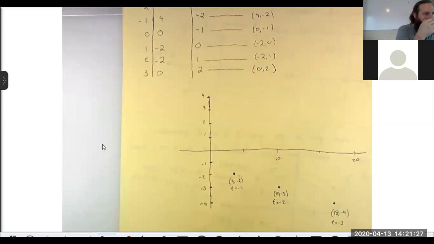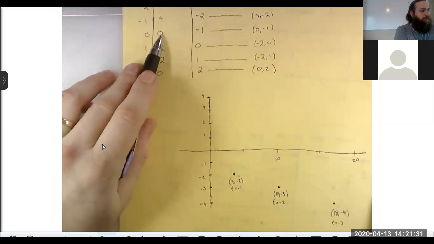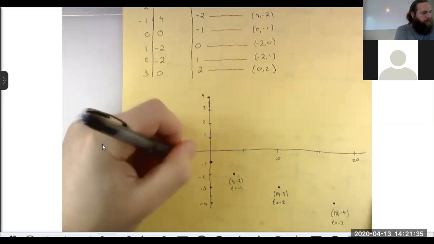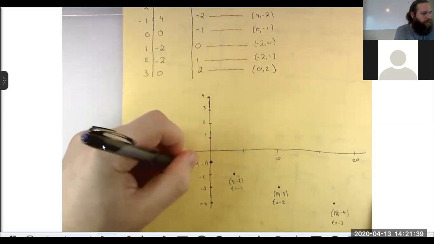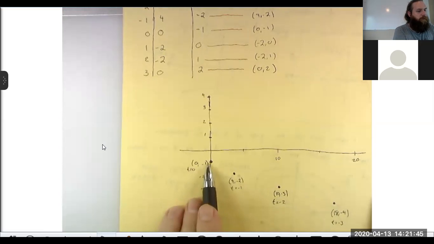We keep going. When t is equal to 0, we have the point 0, -1. So this is the point 0, -1, and it's associated with t equals 0. So my particle so far started here, and it's moved along some curve to get here.